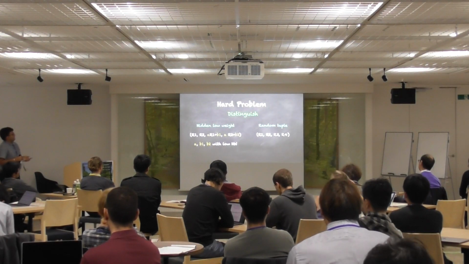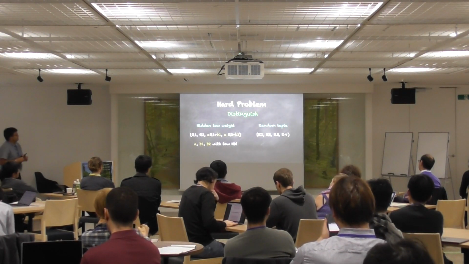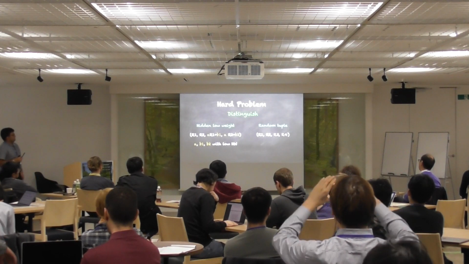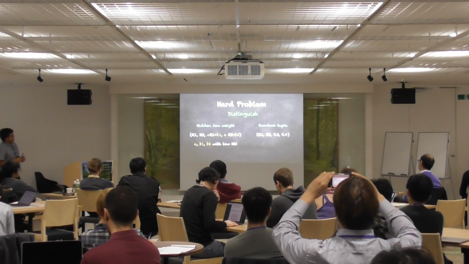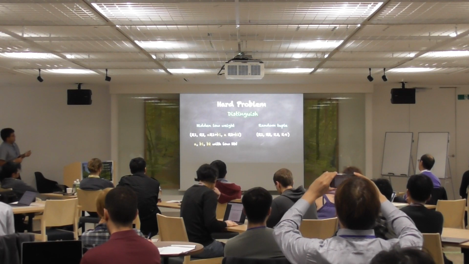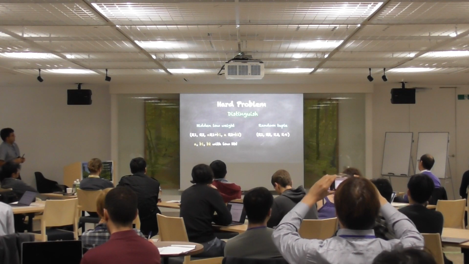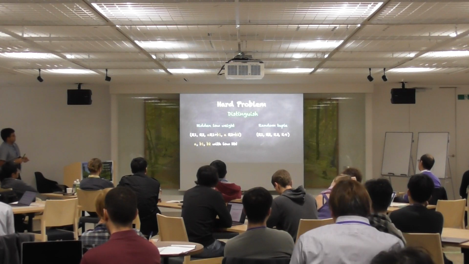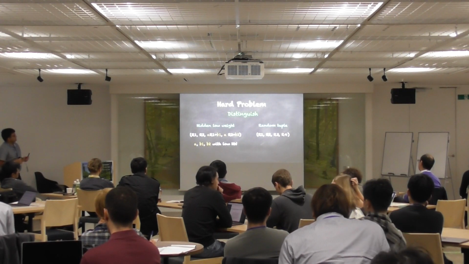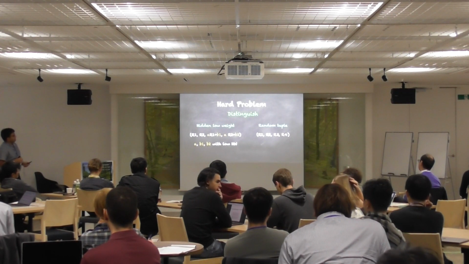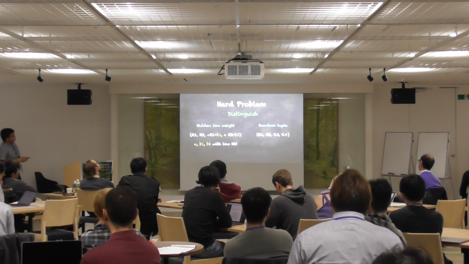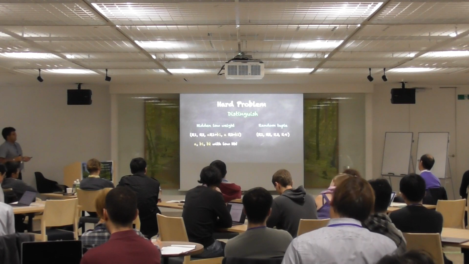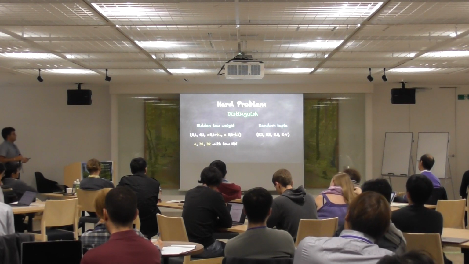In particular, the problem that this cryptosystem is based on is that for strings R1, R2, when we take the linear combinations, A times R1 plus B1, and the same A times R2 plus B2, these four strings should look like four independent and uniform strings to any computationally bounded adversary.